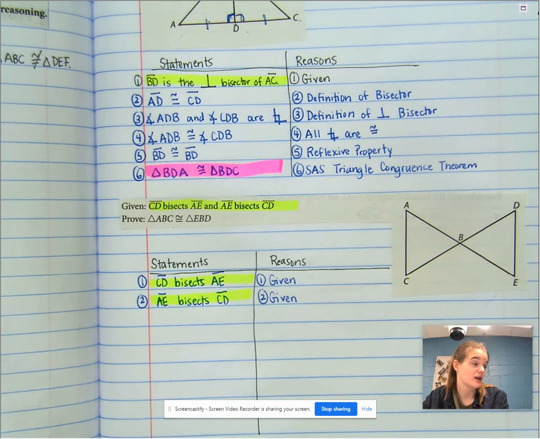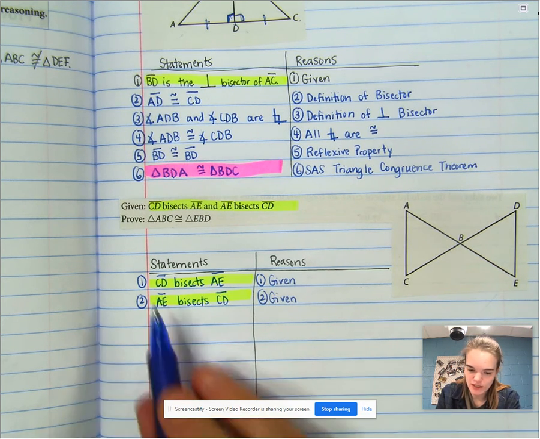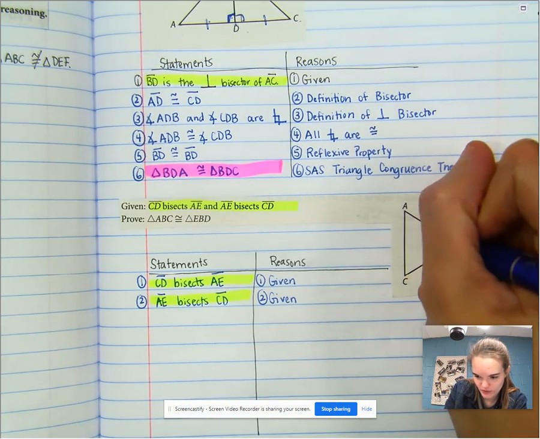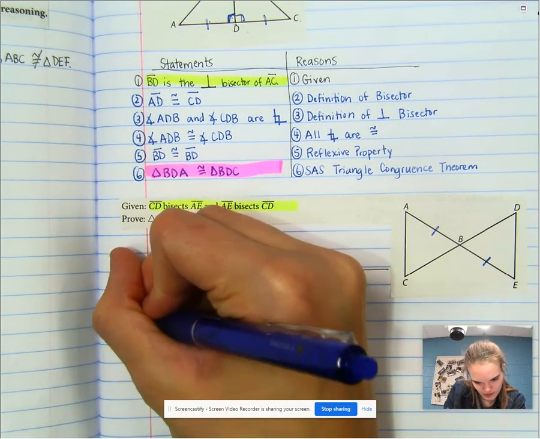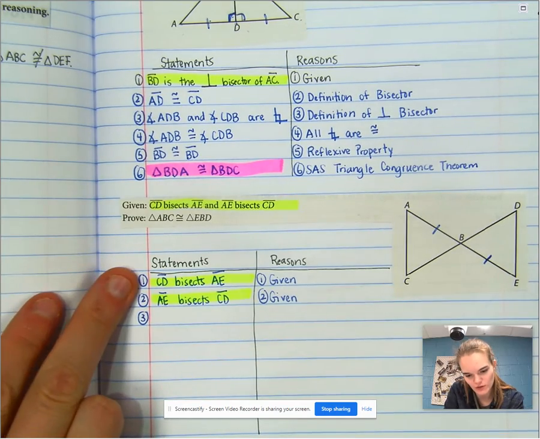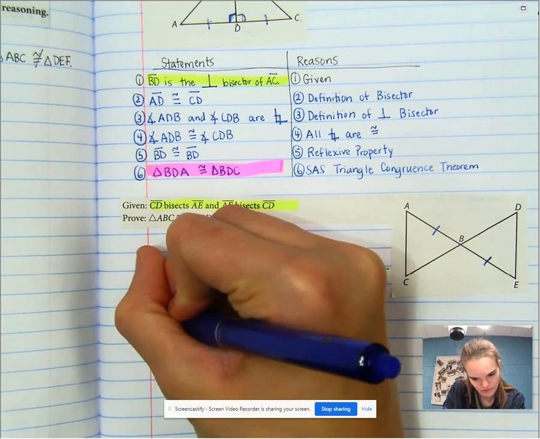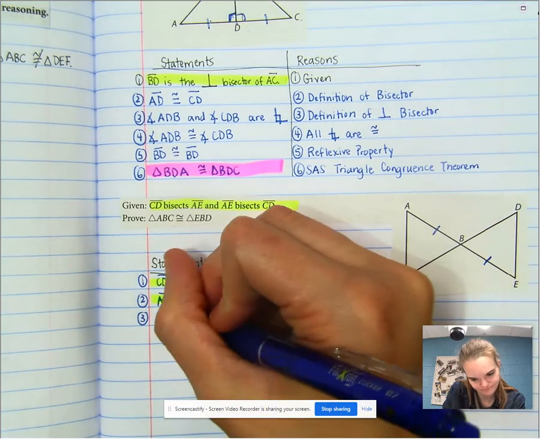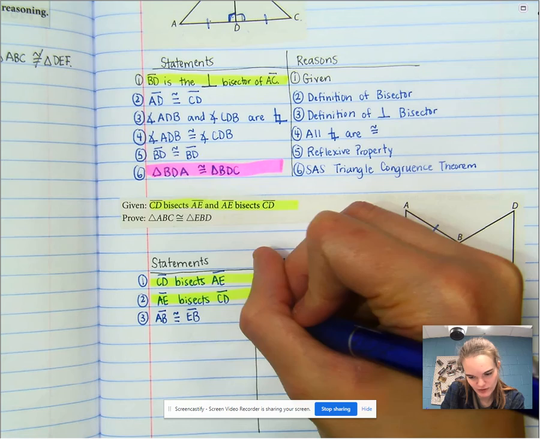Okay, we don't have a side, an angle, or a side given to us. So we've got to find all three of them. So here's what we got. If CD bisects AE, that means AE is cut into two congruent pieces here. So we're going to start with that. So number 3, that's using this first given right here. AB is congruent to EB. That is the definition of a bisector.